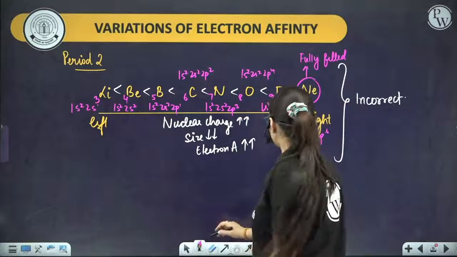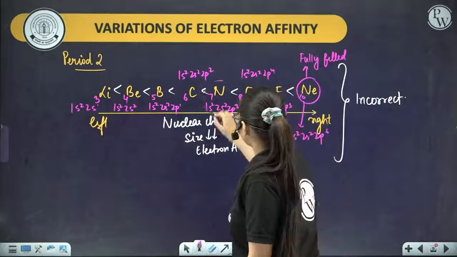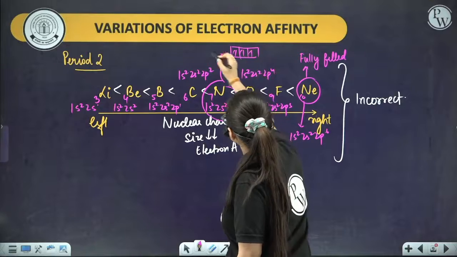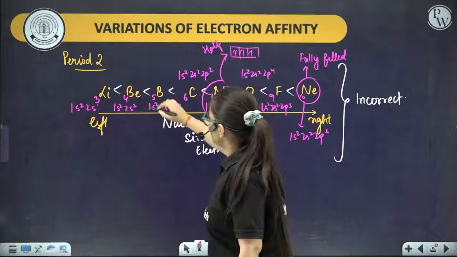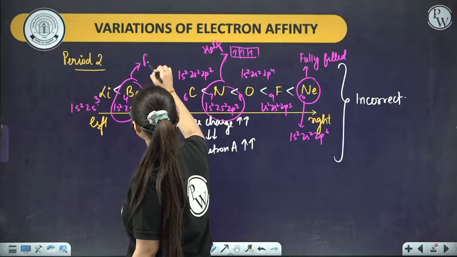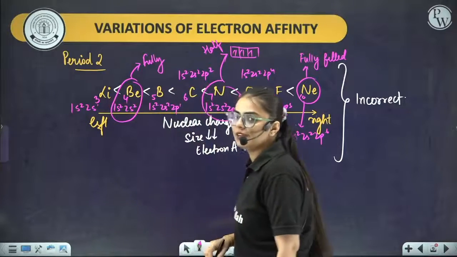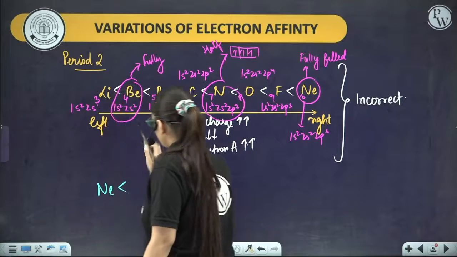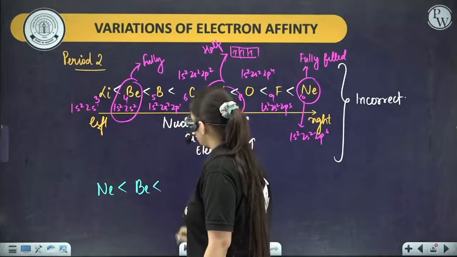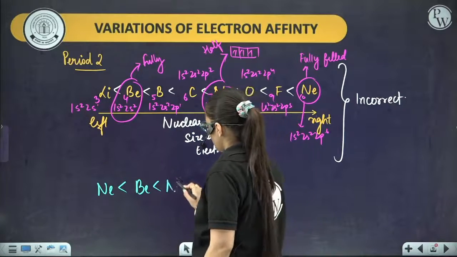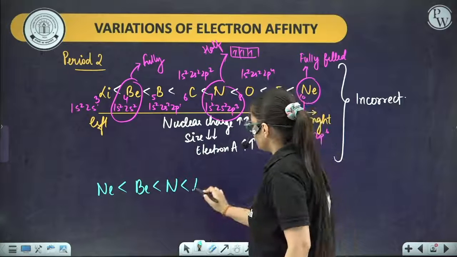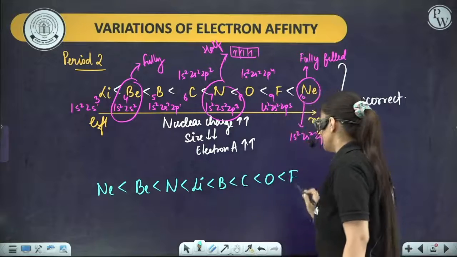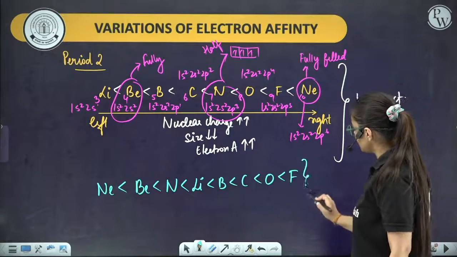See, p6 means it is fully filled. In the case of nitrogen, it is p3, like this 1, 1 and 1, so it is half filled. While in the case of beryllium, it is 2s2, so it is also fully filled. I told you fully filled will have 0 value. That means the least value will be of neon. Beryllium is also fully filled, so it will also have a low value. Then it will be half filled, that is nitrogen. And after that the trend remains the same: lithium, boron, carbon, oxygen, fluorine. But still it is incorrect.